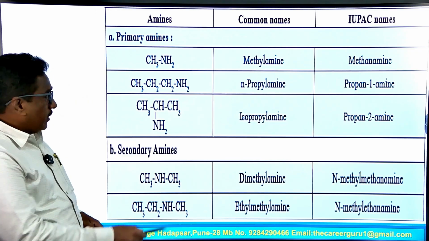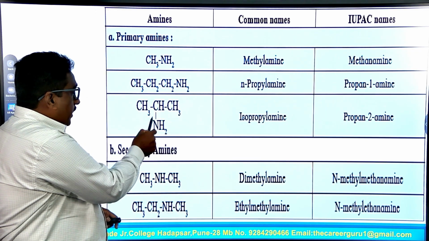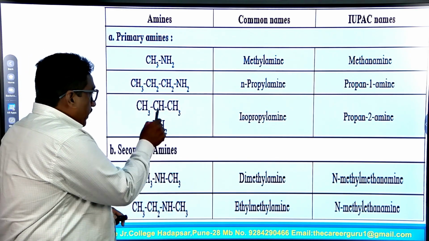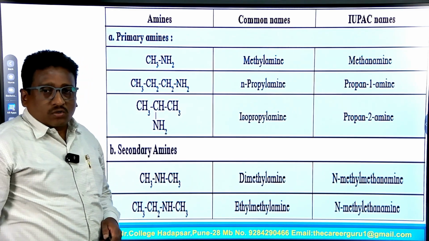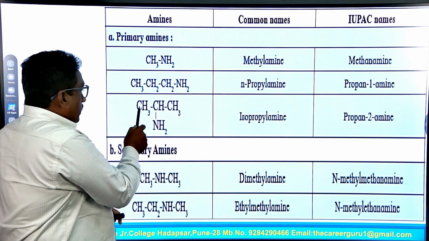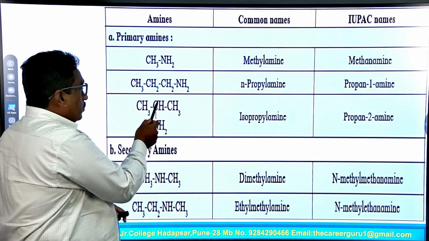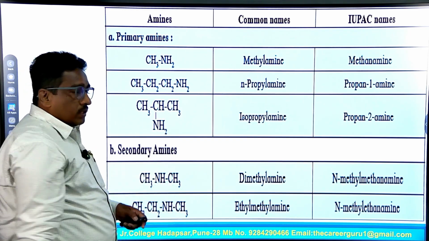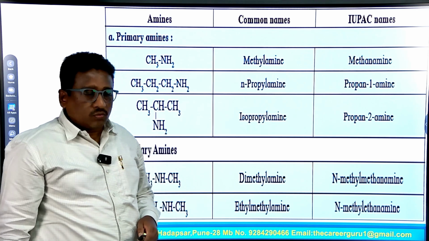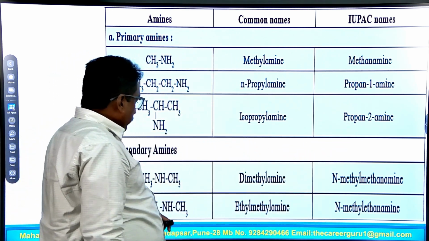Then the third example, CH3CH(NH2)CH3, the NH2 group is attached to the CH carbon atom. So, it is called isopropylamine. For its IUPAC name, the numbering of the carbon chain starts from either end, 1, 2, 3 or 1, 2, 3. The NH2 group is present on carbon number 2. So, the corresponding IUPAC name is propane-2-amine.